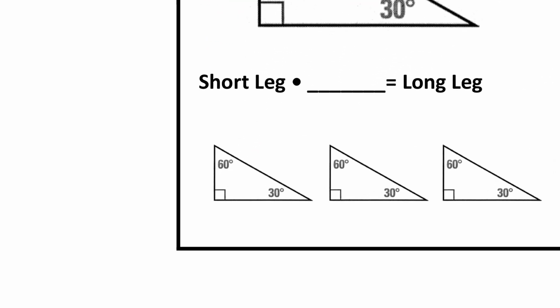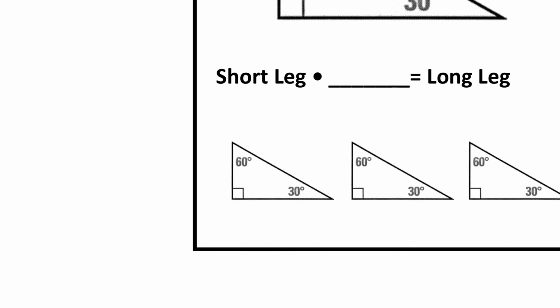So down here at the bottom where we have our little examples, let's say this is 8. Okay, we have hypotenuse, short leg, and long leg. If the short leg is 8, how long is that hypotenuse? Yeah, it's just 16. It's just times 2.